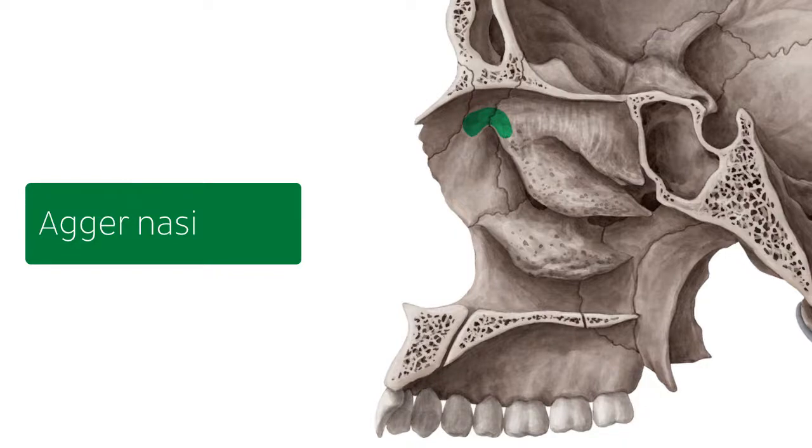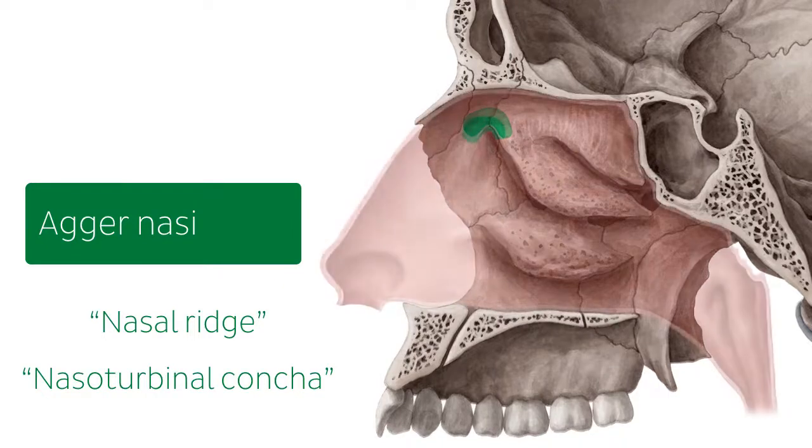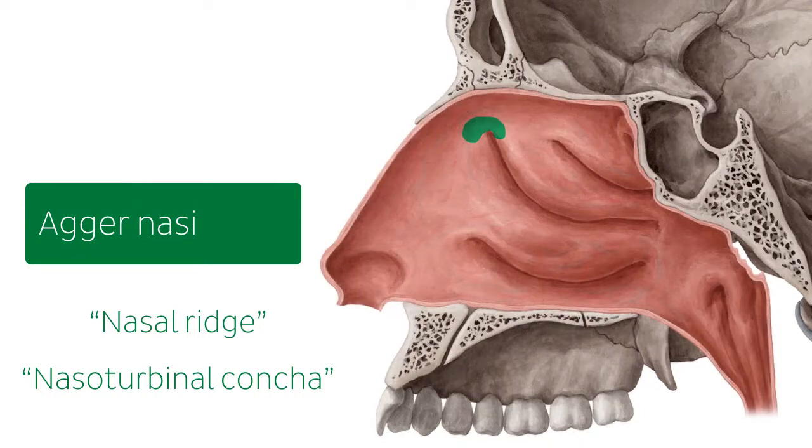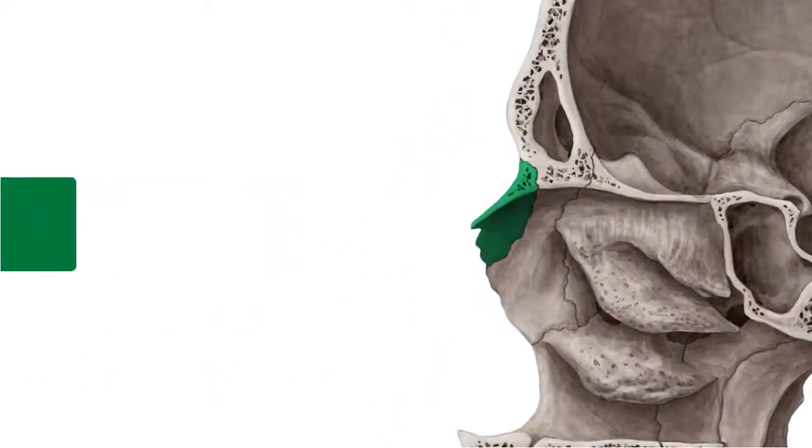The agger nasi, which is sometimes referred to as the nasal ridge or the nasoturbinal concha, is a small round ridge found on the lateral side of the nasal cavity. Seen here in our illustration highlighted in green, it is situated midway along the anterior aspect of the middle nasal concha.